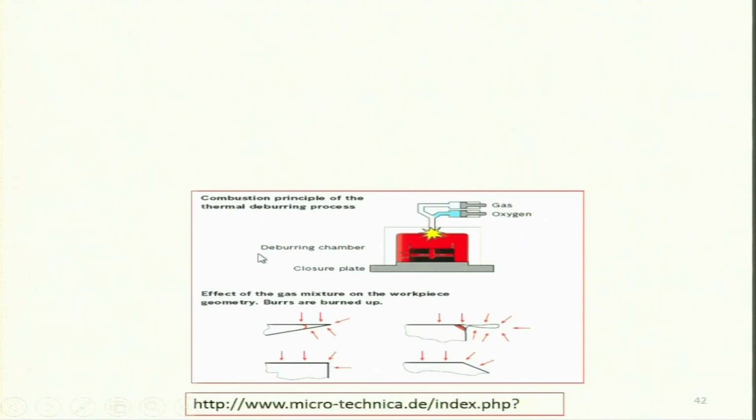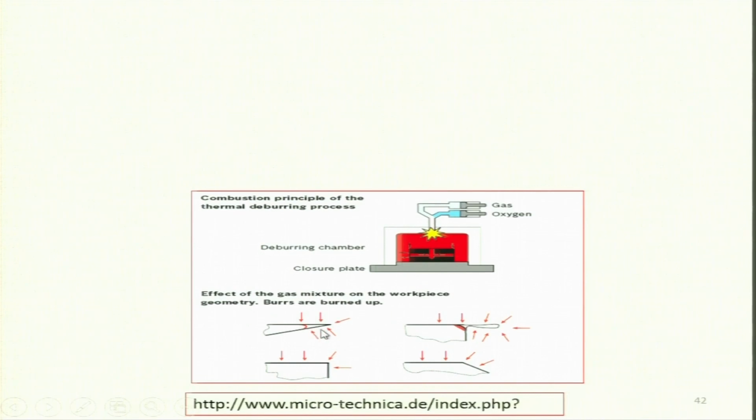Now, the combustion principle of the thermal deburring process is very important. The part which is to be deburred you can place over here. This is the deburring chamber. A chloride plate is there, and gas and oxygen are there, where you are burning. Because of burning, very high temperature is created. So, due to the effect of the gas mixture on the workpiece geometry, burrs are burned up.